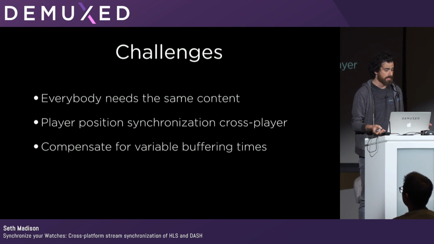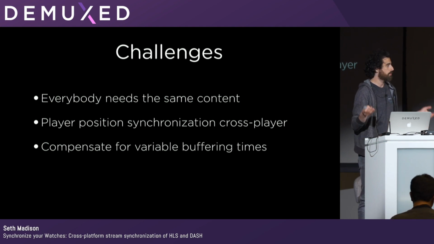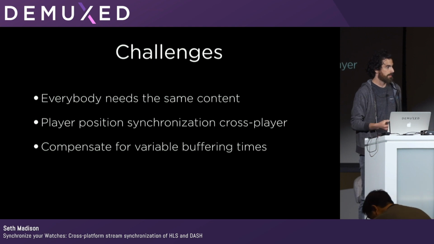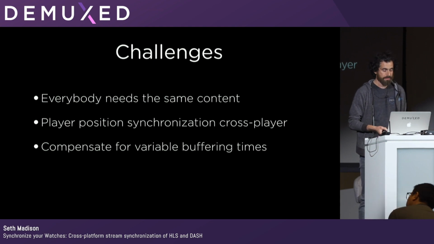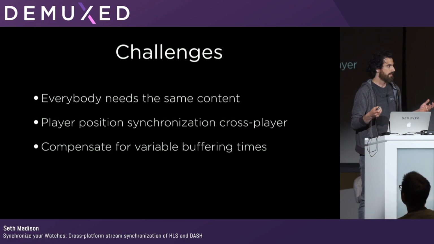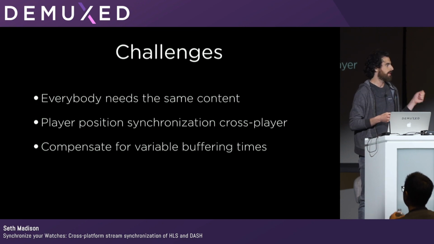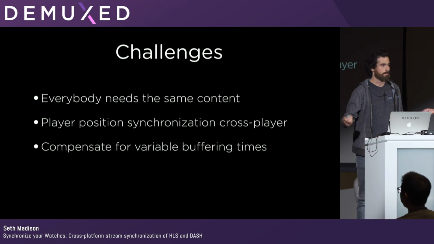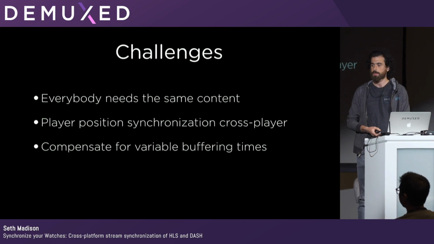Once everybody has the same content, we need to tell the players where to go. So the player needs to know where it should be at any given time. And once the player knows where it should be at any time, we need to compensate for the fact that it might take one player a different amount of time to get there from another player because there are variable network conditions across players.